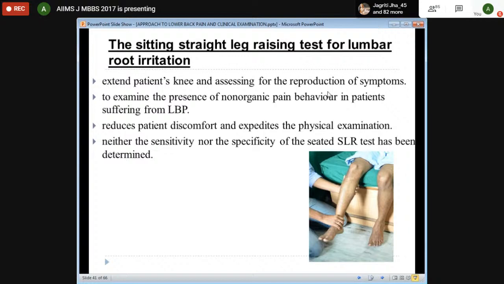Now, because of COVID conditions and to expedite the process of physical examination, we also do the sitting SLRT, but the sensitivity and specificity has not been determined. What we do is a similar procedure. The patient is sitting on the bedside, and we just ask the patient to straighten the legs. This can also be used to determine if the patient is faking it or mimicking the pain, because on straightening the knee, the patient will not have any pain if there are non-organic signs. But this has not been proven by studies.